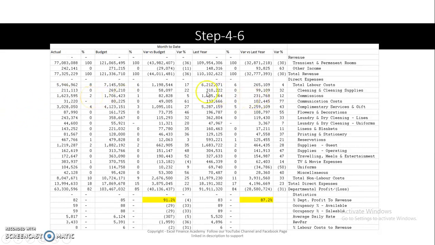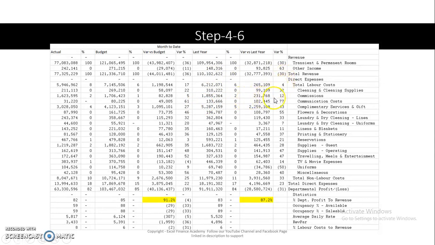Commissions are based on revenue. In this case, for example, the commission last year was 1.8 million and this year is 1.6 million. So we are saving 230,000. What is happening is the revenue is lost by 30%.